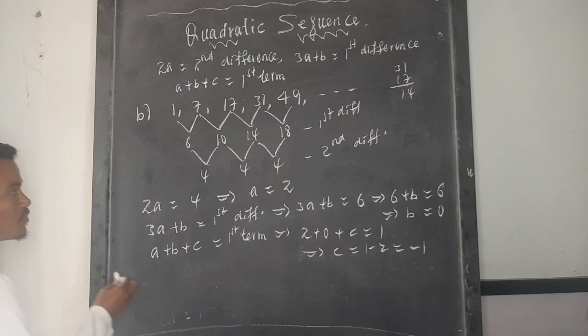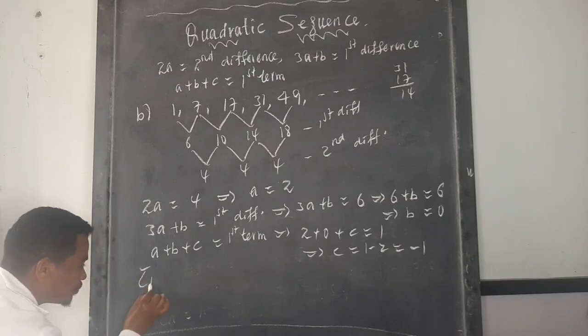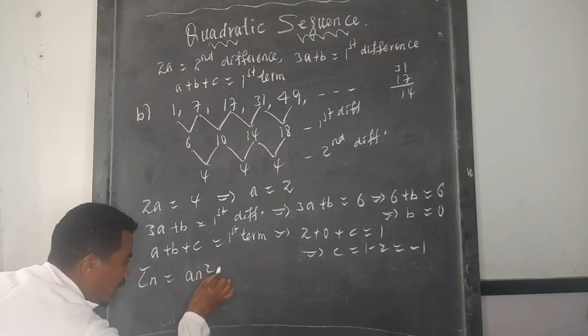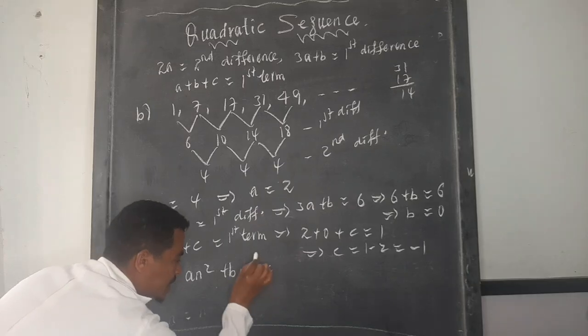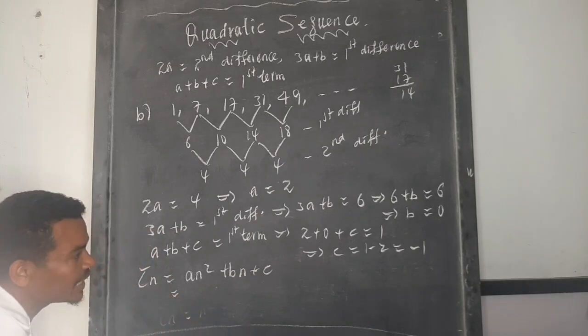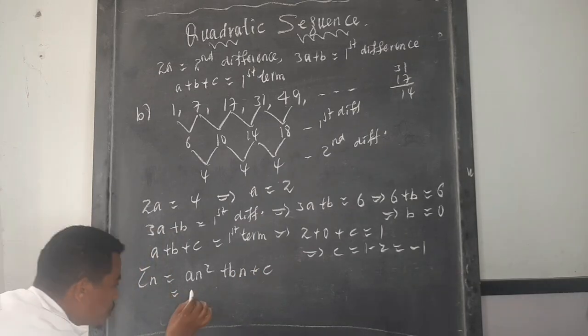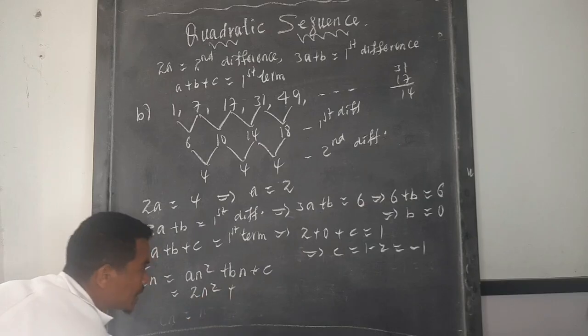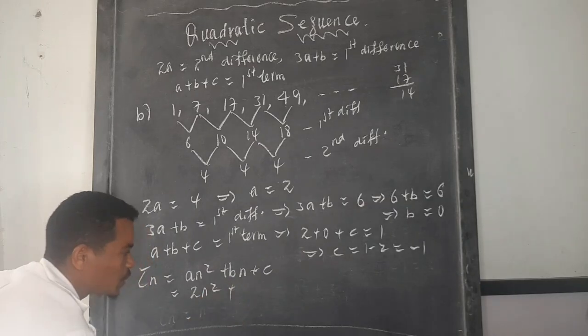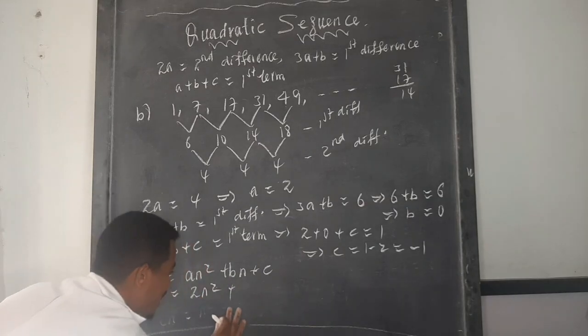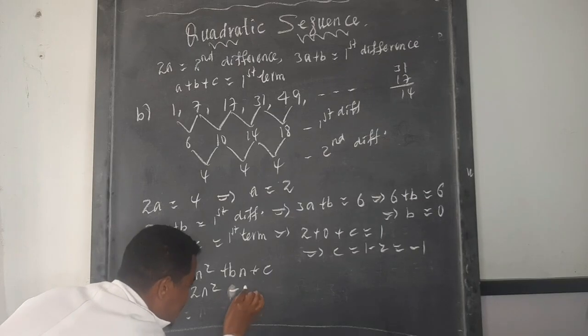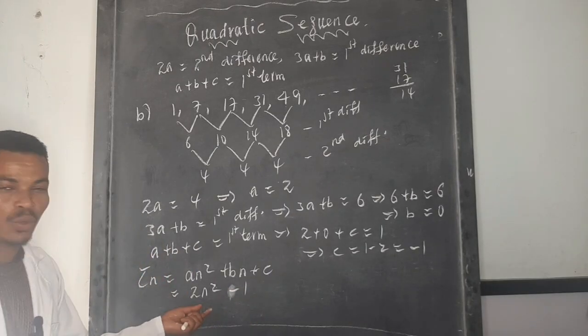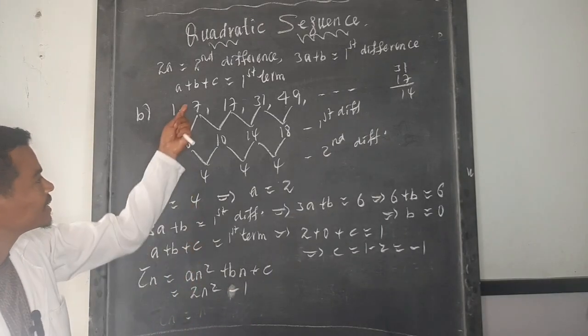So the general formula for this quadratic sequence is Tn is equal to an square plus bn plus c. The value of a is 2, so 2n square, plus b is 0, 0 times n is 0 itself, c is minus 1. So 2n square minus 1 is the general form, or the nth term, of this quadratic sequence.